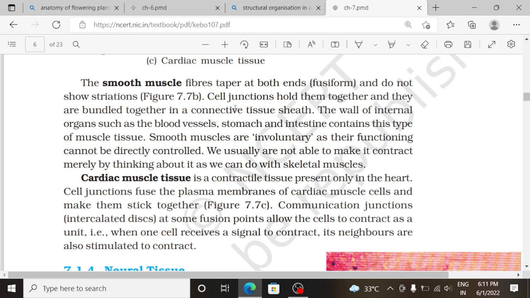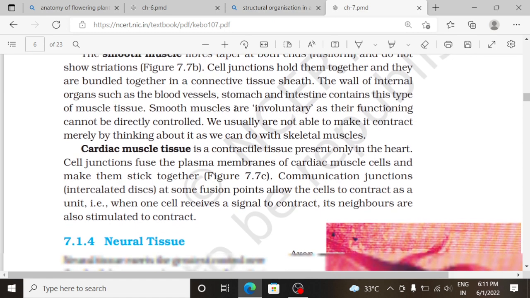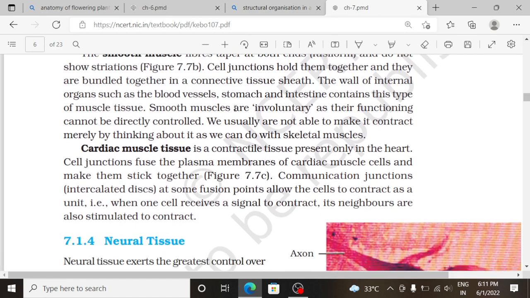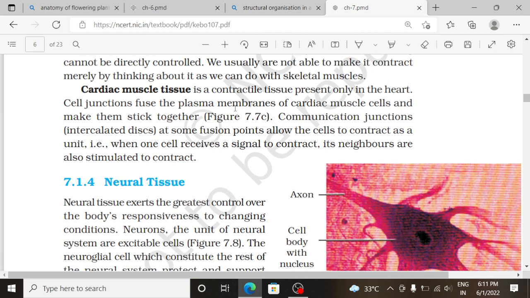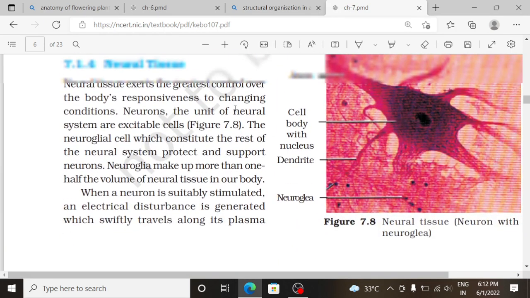We usually are not able to make it contract merely by thinking about it, as we can do with skeletal muscles. Cardiac muscle tissue is a contractile tissue present only in the heart. Cell junctions fuse the plasma membranes of cardiac muscle cells and make them stick together. Communication junctions, that is intercalated discs at some fusion points, allow the cells to contract as a unit. That is, when one cell receives a signal to contract, its neighbors are also stimulated to contract.